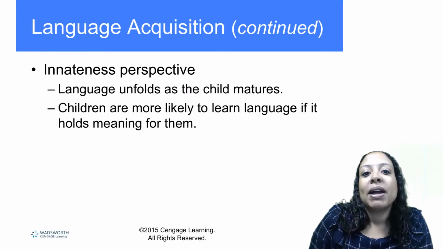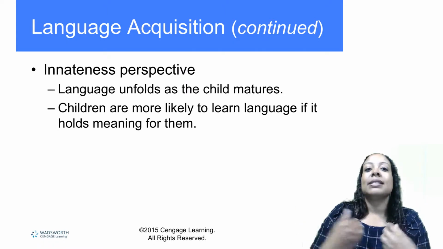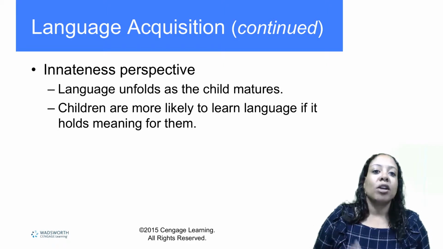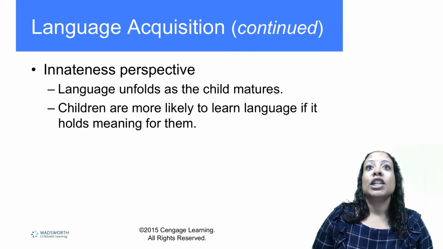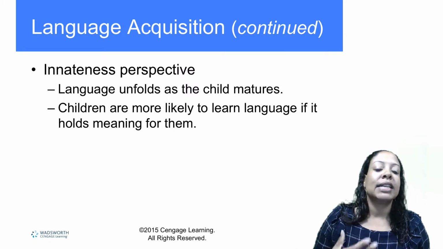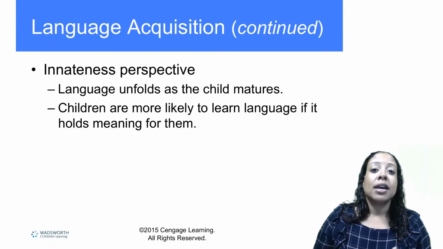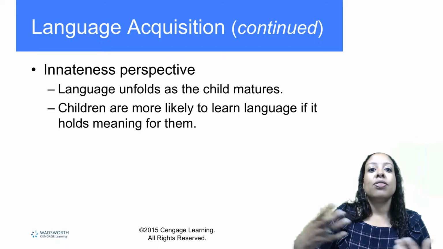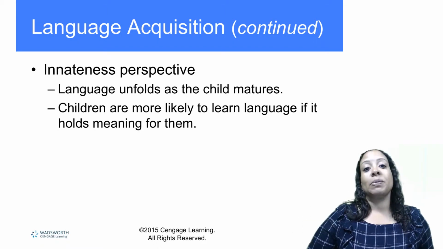Now we have another perspective that's called the innateness perspective. So think of the root of innateness, innate: something that's hereditary, you're born with it, it's inherent. So language unfolds as the child matures. Children are more likely to learn language if it holds meaning for them, so it's more contextually based. If it's functional language, it's getting your needs met. If you're expressing yourself, that would be the motivation for the language, according to the innateness perspective.